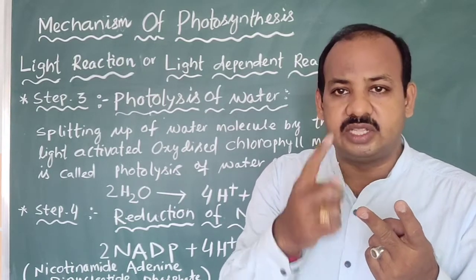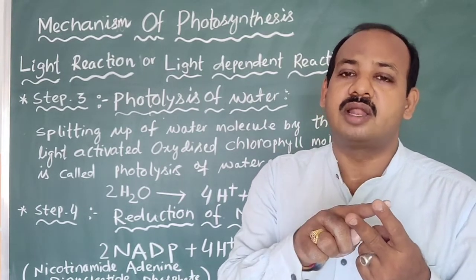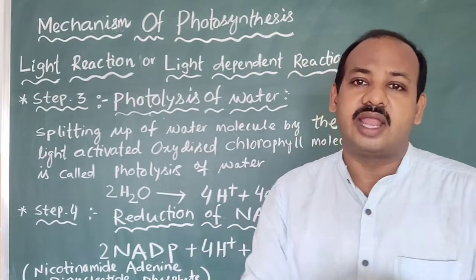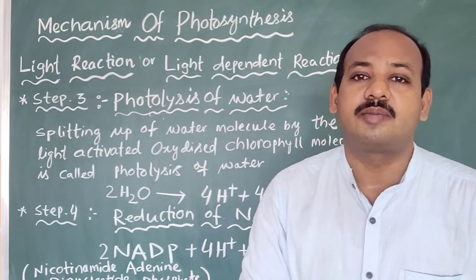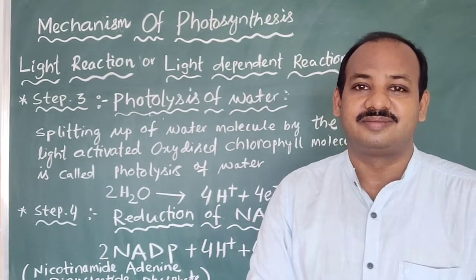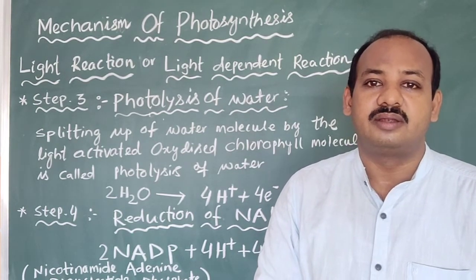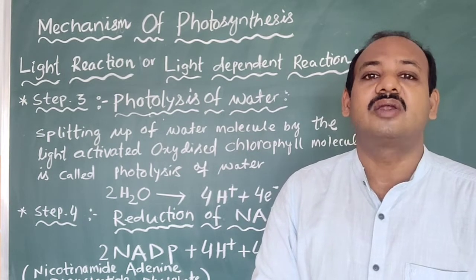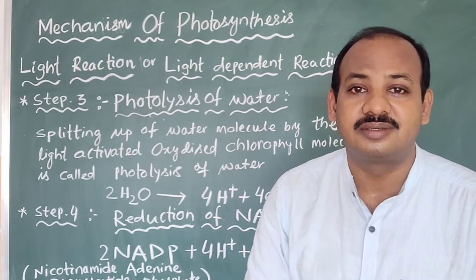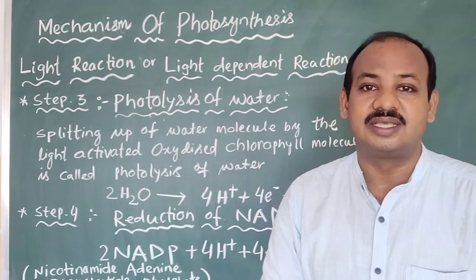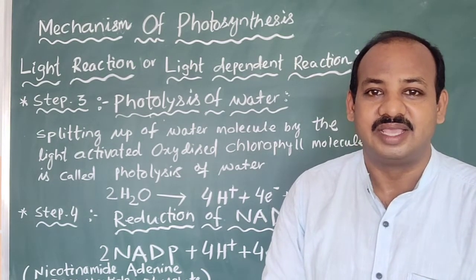H2 is added, so it is reduced, because addition of hydrogen is called reduction. So reduced nicotinamide adenine dinucleotide phosphate, ATP and oxygen are the end products of light reactions. Okay children, light reaction occurs in the thylakoid membrane of grana in the chloroplast. So what is the site of light reactions? Light reactions take place in the grana thylakoids in the chloroplast.